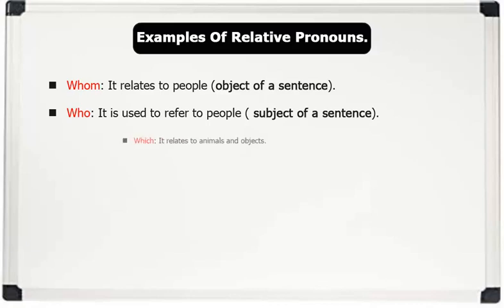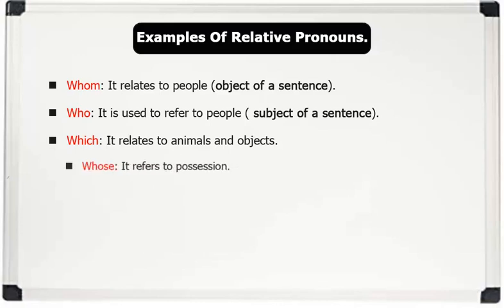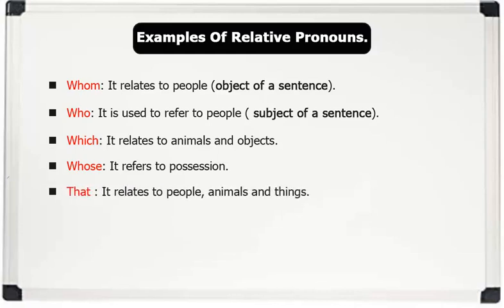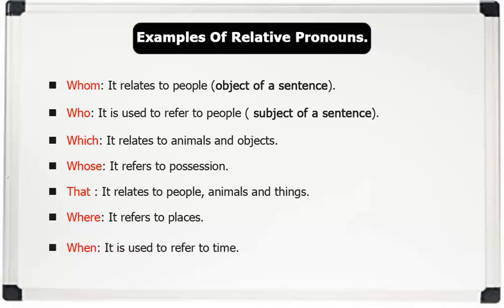3. Which. It relates to animals and objects. 4. Whose. It refers to possession. 5. That. It relates to people, animals and things. 6. Where. It refers to places. 7. When. It is used to refer to time. Let's go over to examples of relative pronouns in a sentence form.